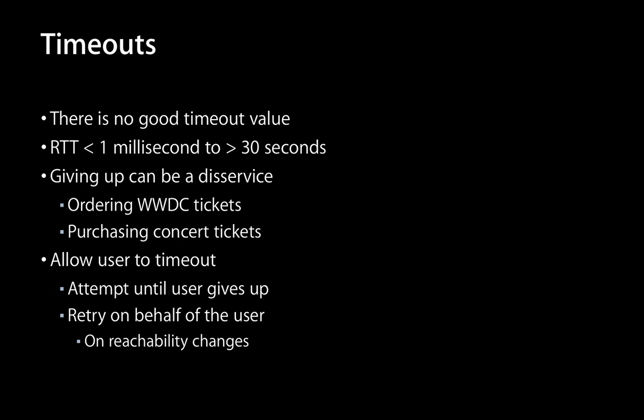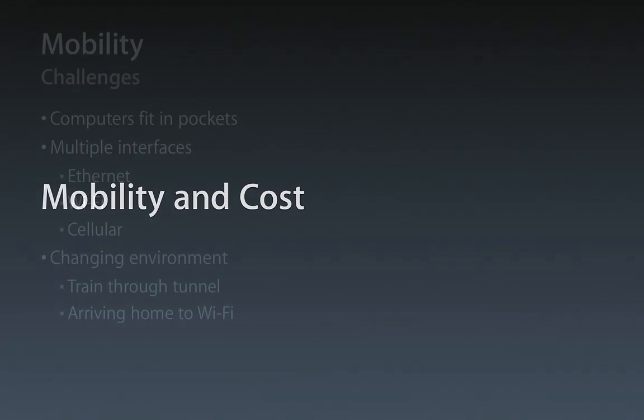There's a great API in the system called Reachability that lets you register for notifications of when the network changes. Go ahead and make your attempt, and if for some reason it doesn't succeed, watch for a reachability change notification. Don't force the user to hit refresh at some point. When you're on a new network, go ahead and make an attempt again. Which brings us to mobility, and we'll also cover a little bit of cost issues.